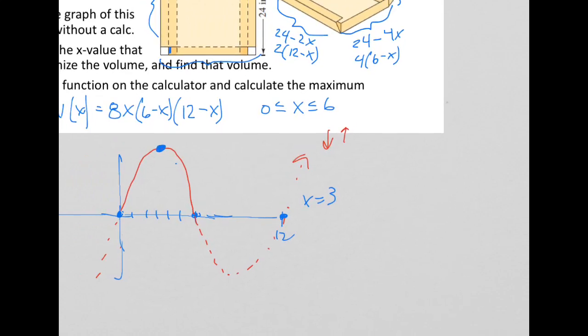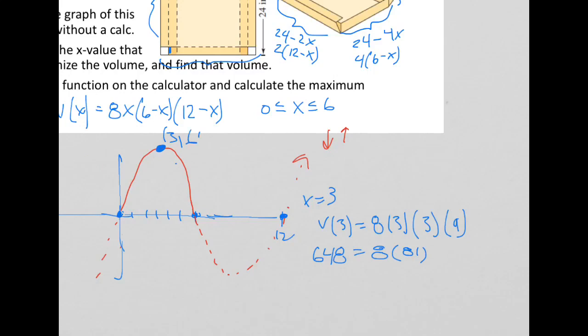And if you plug that value of 3 into your v of x function, so we do v of 3, we're going to get 8 times 3 times (6 minus 3, which is 3) times (12 minus 3, which is 9). So 3 times 3 is 9, 9 times 9 is 81, so really we're talking about 8 times 81, which is going to be 648. So that point right there, maybe it's the maximum, maybe it's not quite, but 648 is our guess. So we're saying the volume is 648 when the x value that you cut off is 3 units.